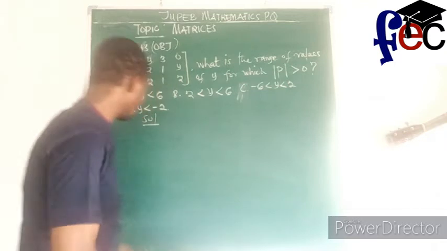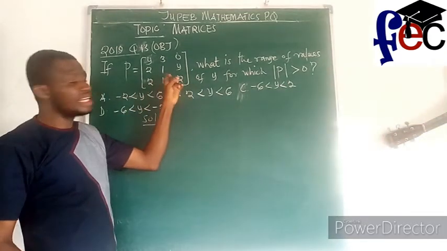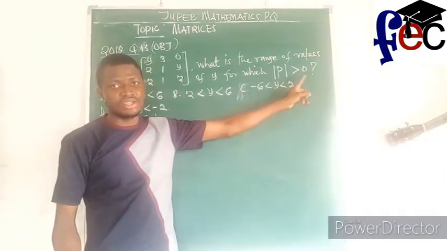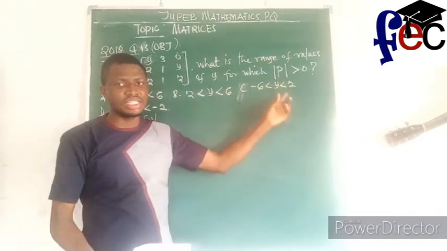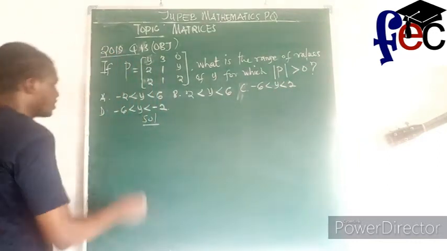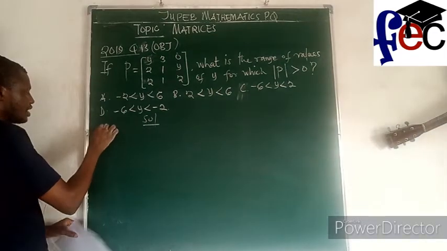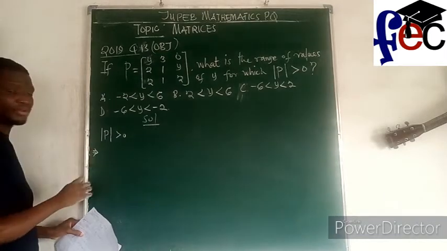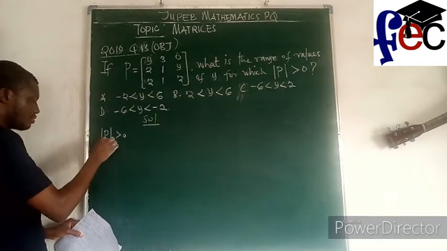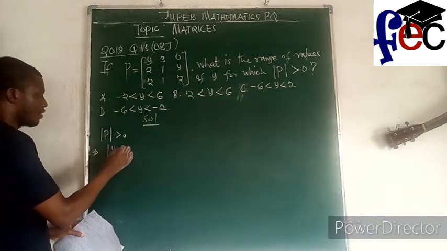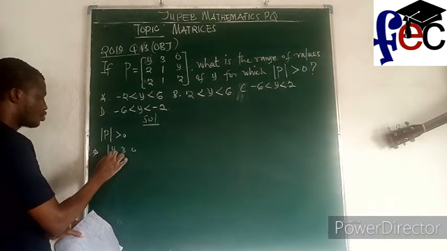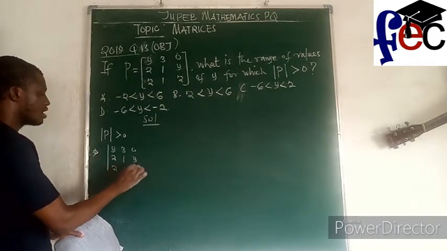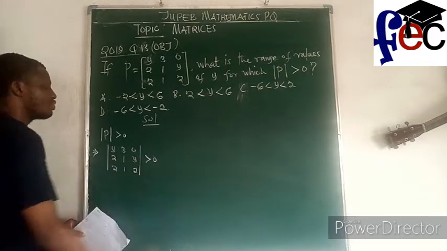You understand now? So look at it. That means find the determinant of P, then introduce the inequality greater than 0 to it, and find the range for which that determinant will be greater than 0. Alright? So that means that determinant of P greater than 0 implies that matrix P: y, 3, 0, 2, 1, y, 2, 1, and 2 will be greater than 0.